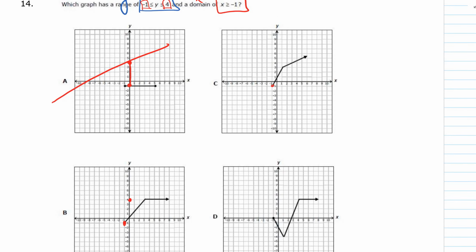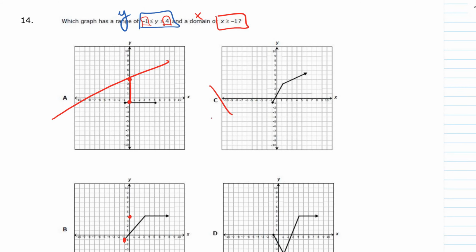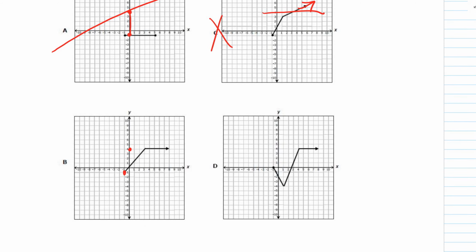Let's look at C, from -1 to 4. No, this line is continuing past the upper limit of 4, so C cannot be an answer. And then we look at D, from -1. We see it's down below, which is not where we want it, up to 4. So it had the right upper limit, but not the bottom limit. D is not an answer, so without even looking at domain, we can identify B as the answer.